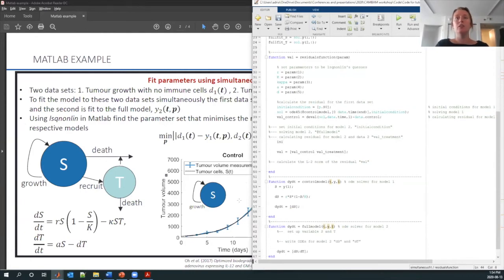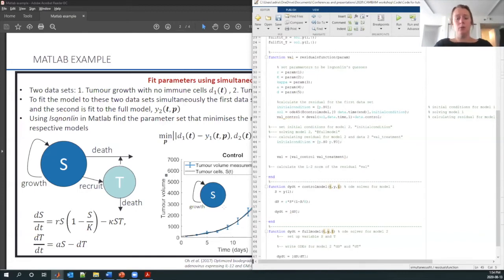We need to actually write the second model down. So you want to write your initial conditions for the second model. That's just this full model here, which will be S0 and T0. We're then also going to want to solve the second model. So let's write that down here. We just copy this line. In this case, we're not going to solve the control model because we've already solved that above for the first data set. We're going to solve what's called the full model, which we haven't written yet, but we'll write in a second, which is just this full model here.